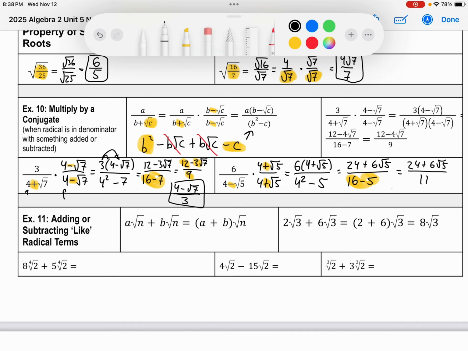And this one we won't be able to simplify any further because there's no number besides 1 that all 3 of these are divisible by. So this will be our final answer here. And that will be all for example 10.